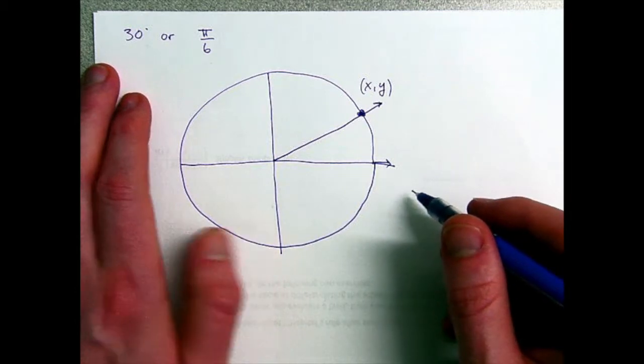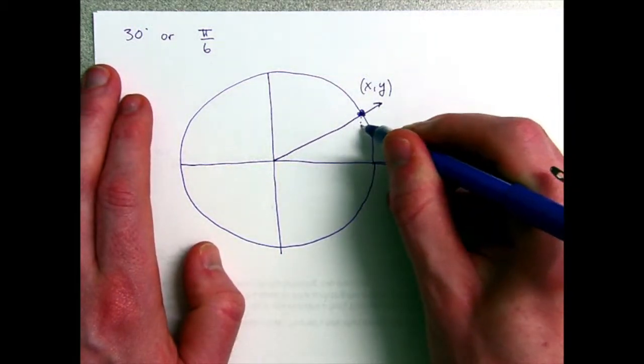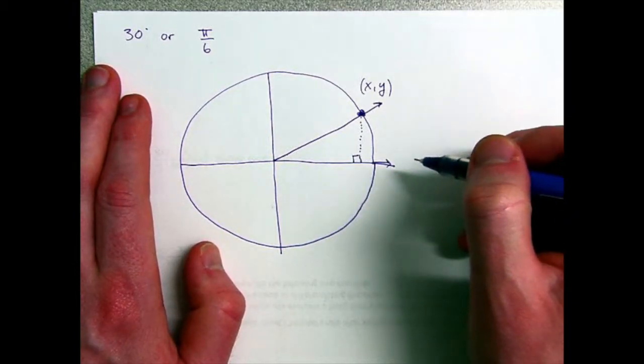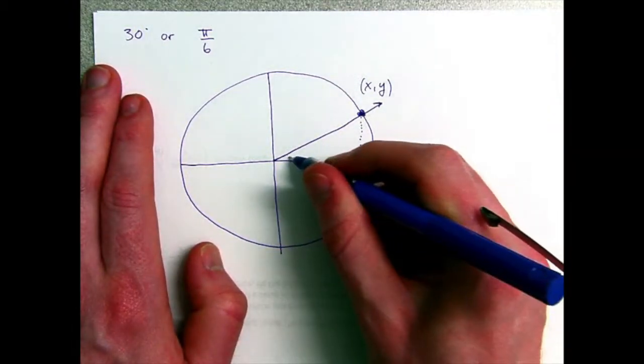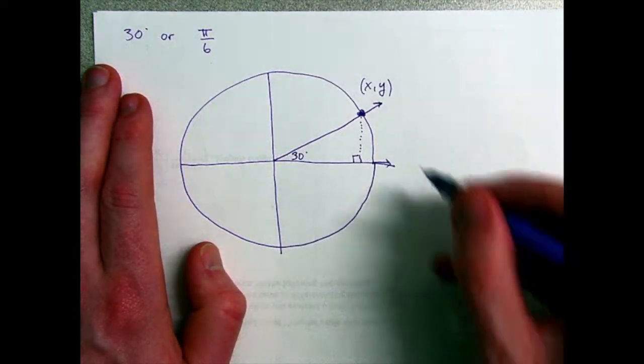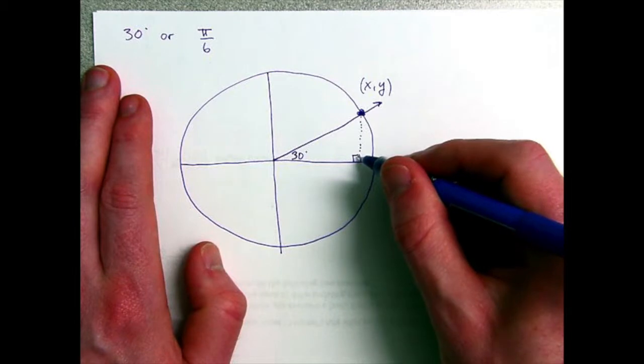So how do we do it? Well, like usual, we drop a perpendicular line from the point down to the x-axis. So that makes a right angle. Now, this angle here, by construction, is 30 degrees. And this angle, of course, by construction, is 90.